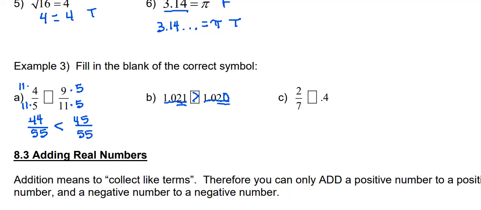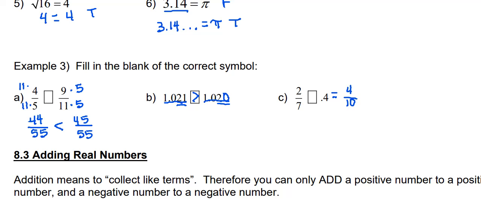All right, in C we have a fraction and we have a decimal. So we either need them both to be fractions with the same denominators, or we need to have them both as decimals to the same number of decimal places. If we want to change this decimal into a fraction, first let's say what this decimal is. Well, this decimal is 4/10. And those are equivalent.